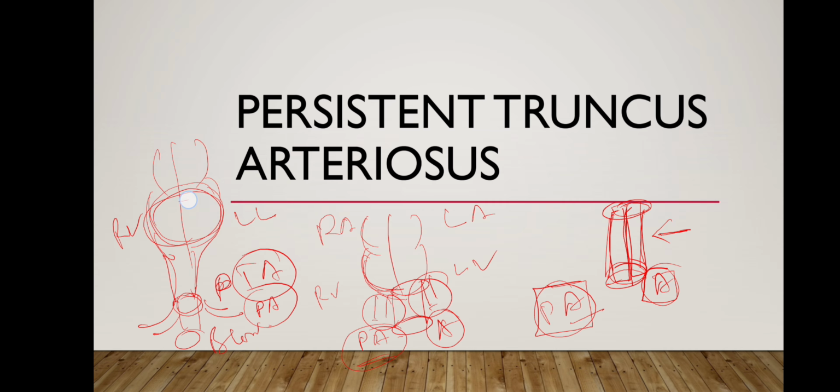There is presence of VSD. So blood is getting mixed due to the massive VSD. Blood is getting mixed in both the ventricles. The oxygenated blood from the left ventricle and the deoxygenated blood from the right ventricle get mixed, and this mixture of blood enters into the truncus arteriosus. From here blood goes into the pulmonary artery, and the rest of the blood goes into the aorta. This is the main pathophysiology of truncus arteriosus.